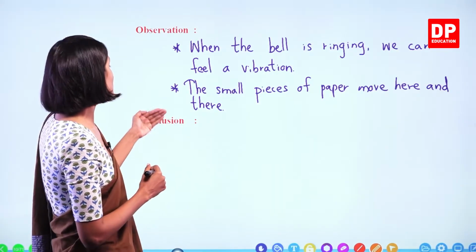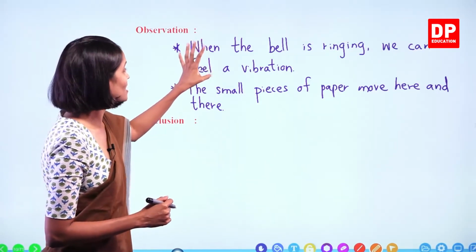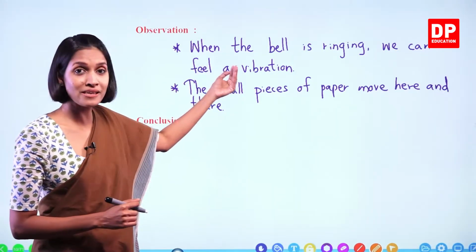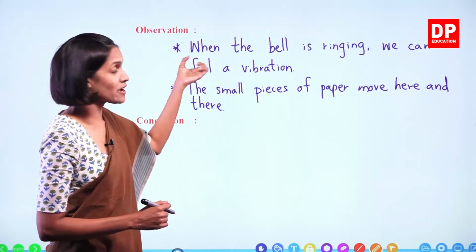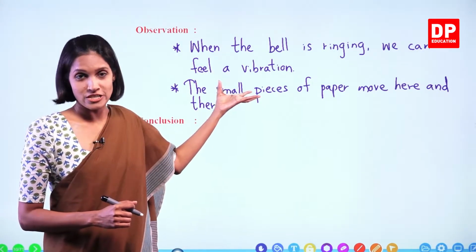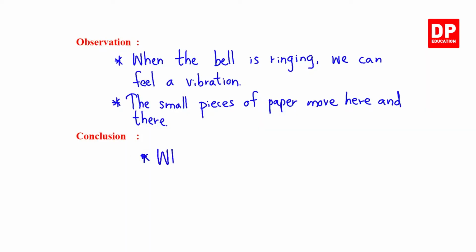So what is the conclusion? So after doing this activity, it's clear here when the sound is produced by the bell, a vibration also occurs. Okay? We will write that. When sound is produced, a vibration occurs.